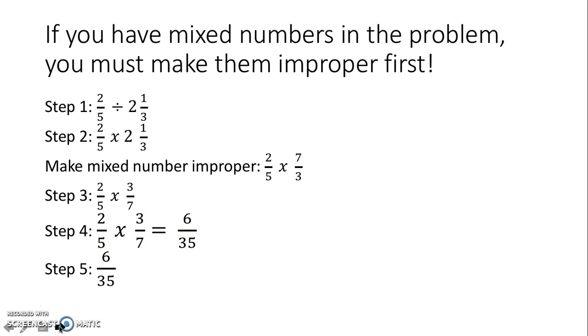And finally, we need to reduce. So 6 over 35. Can we reduce it? No, we cannot, because there's no number that you can divide both 6 and 35 by. So your final answer is 6 over 35.